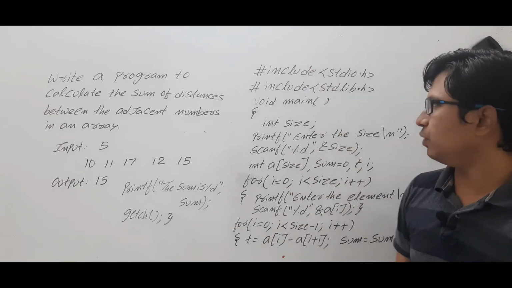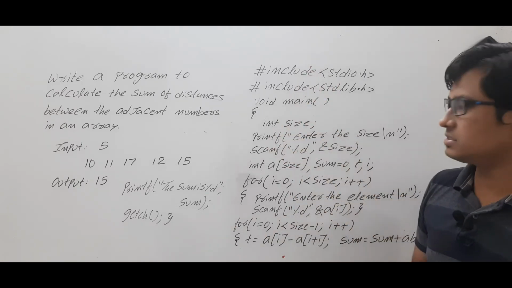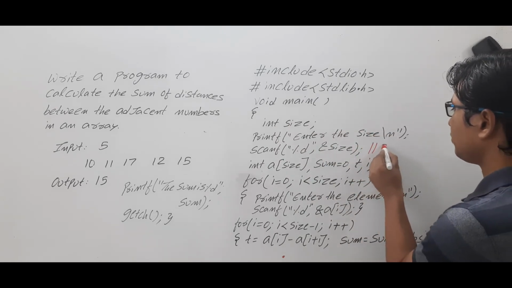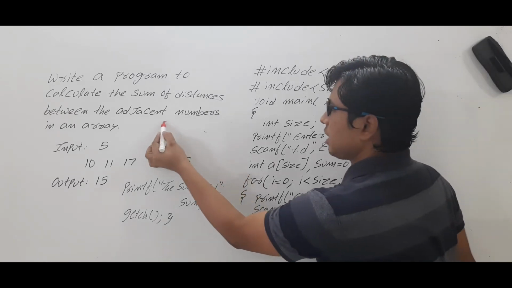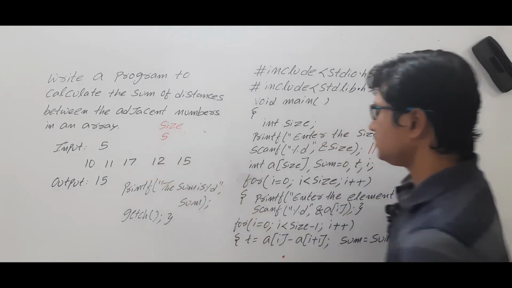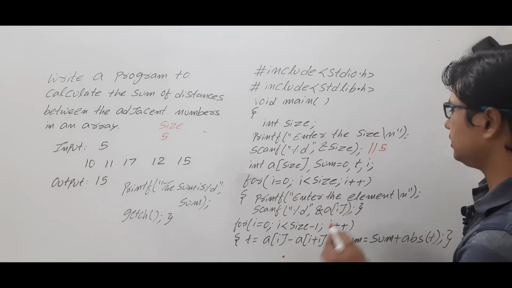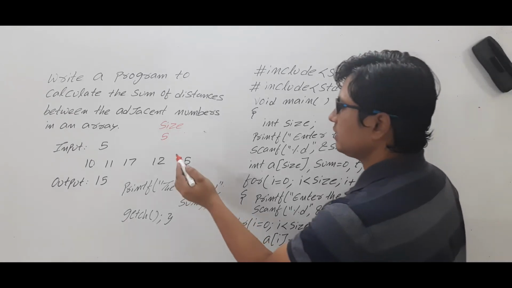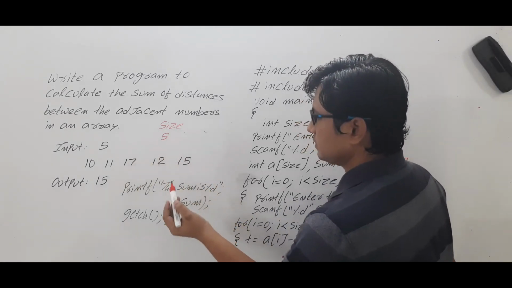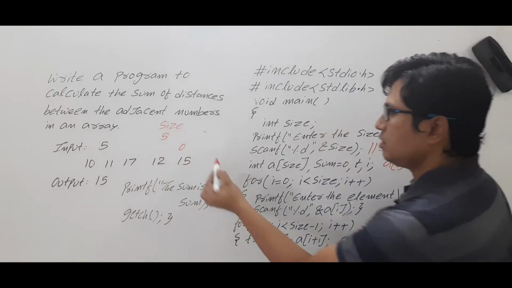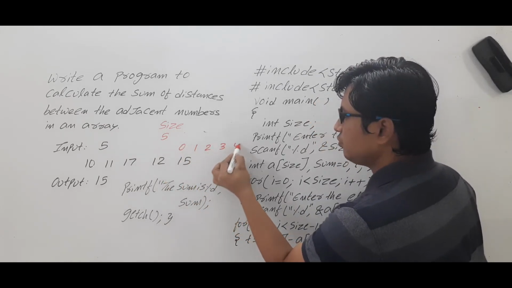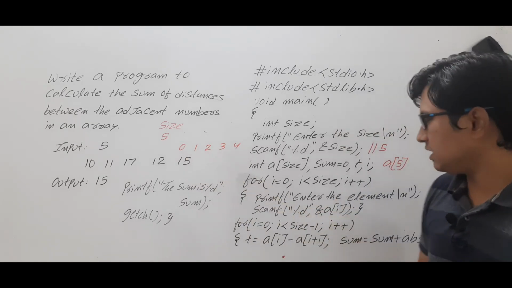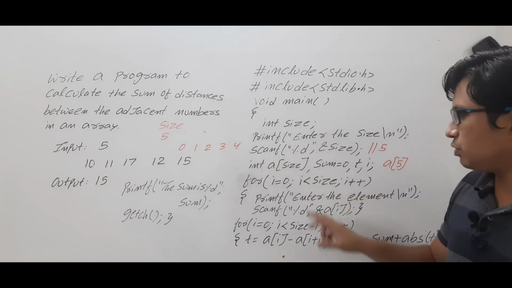How will this program work? Now look here, int size. I will ask the user to enter the size. Let's assume the user has entered the size as 5. The size variable is having the value 5. Then int a of size: an array of size 5 will be created. Array index starts from 0, 1, 2, 3, 4. Always remember that array index starts from 0 and goes up to size minus 1. As the size is 5, it goes up to 4.